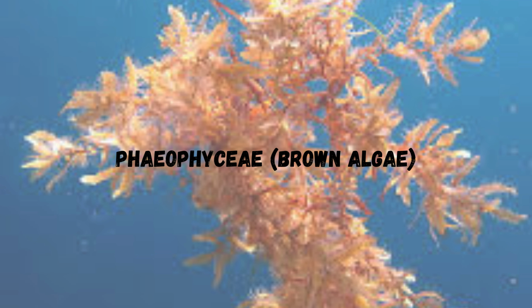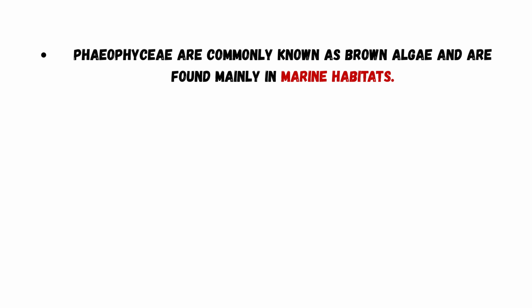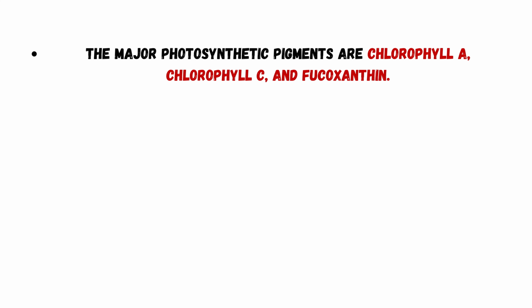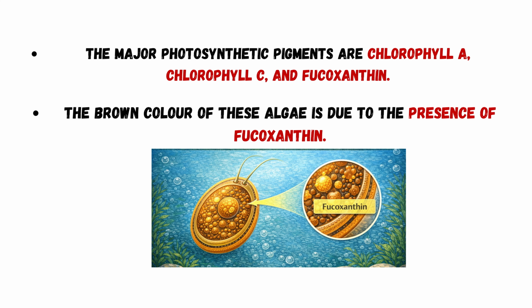Now let us understand about Phaeophyceae. Phaeophyceae are commonly known as brown algae and are found mainly in marine habitats. They include large multicellular forms commonly known as kelps, which may reach great lengths. The major photosynthetic pigments are chlorophyll A, chlorophyll C, and fucoxanthin. The brown color of this algae is due to the presence of fucoxanthin.